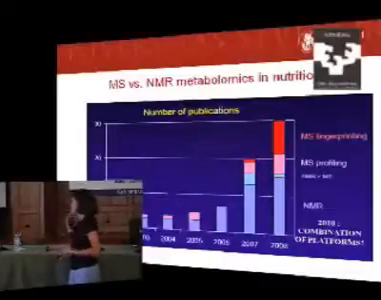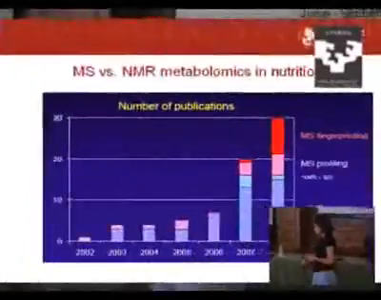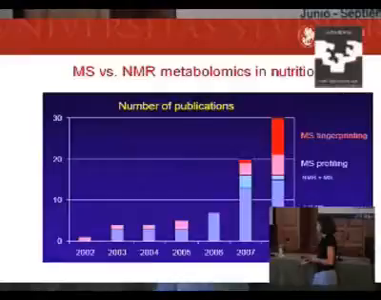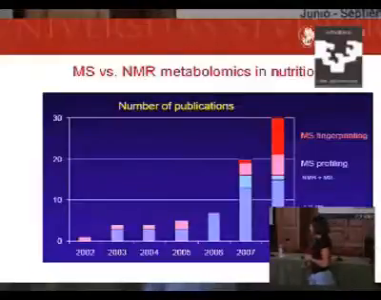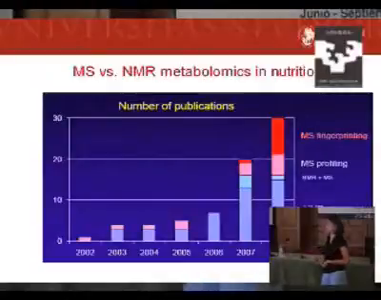But just to show you that since metabolomics began to be applied in nutrition, which is not so long ago, the main technique that has been used is NMR, taking into account that these are the papers that have been published in the field. But lately, MS fingerprinting is really going up. But the trend nowadays is not to work only with NMR or MS, but to combine both platforms.